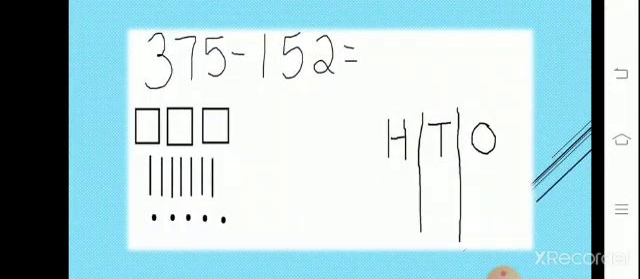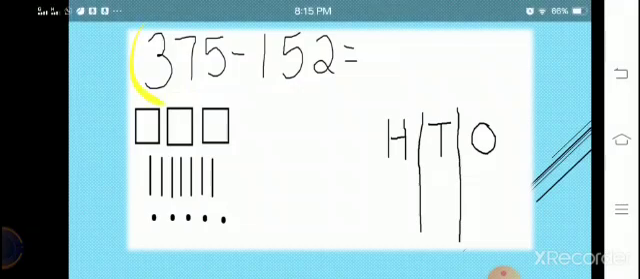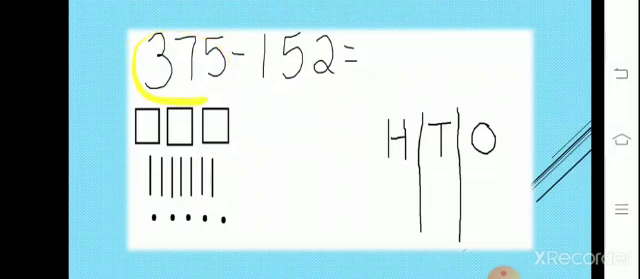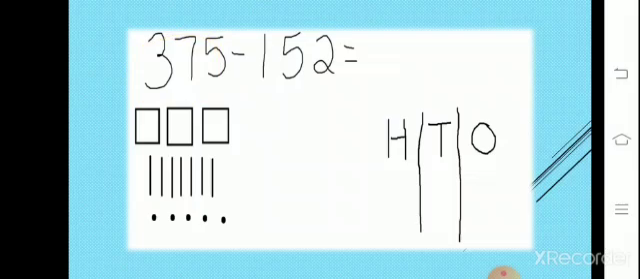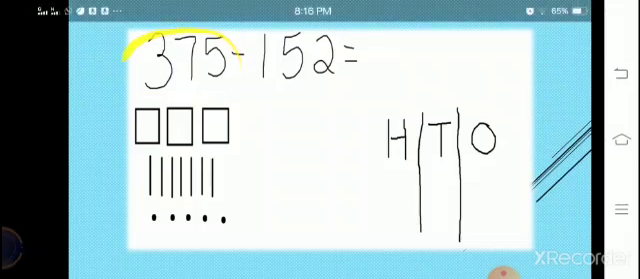See, next example. There are again two numbers. We have to subtract 152 from 375. See carefully. There is again a greater number. At the first place, there must be a greater number. We always subtract the smaller number from the greater number. You can see the 100 place. It's 3 in one number and 1 in the other. So 3 is greater than 1. So it means this number is greater.